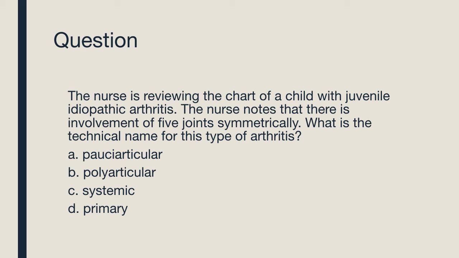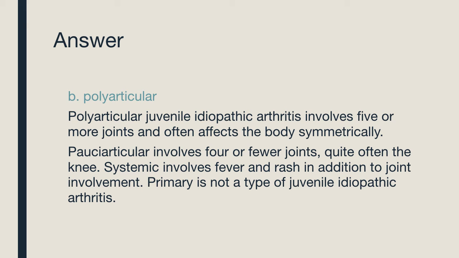Polyarticular means more than 1 joint. Systemic would mean that it's all over the body. And primary. Well, the answer to this is that it's polyarticular. Polyarticular juvenile idiopathic arthritis involves 5 or more joints and often affects the body symmetrically. Pauci-articular involves 4 or fewer joints, and it's quite often the knee. Systemic involves fever and rash in addition to joint involvement, and primary is not a type of juvenile idiopathic arthritis.